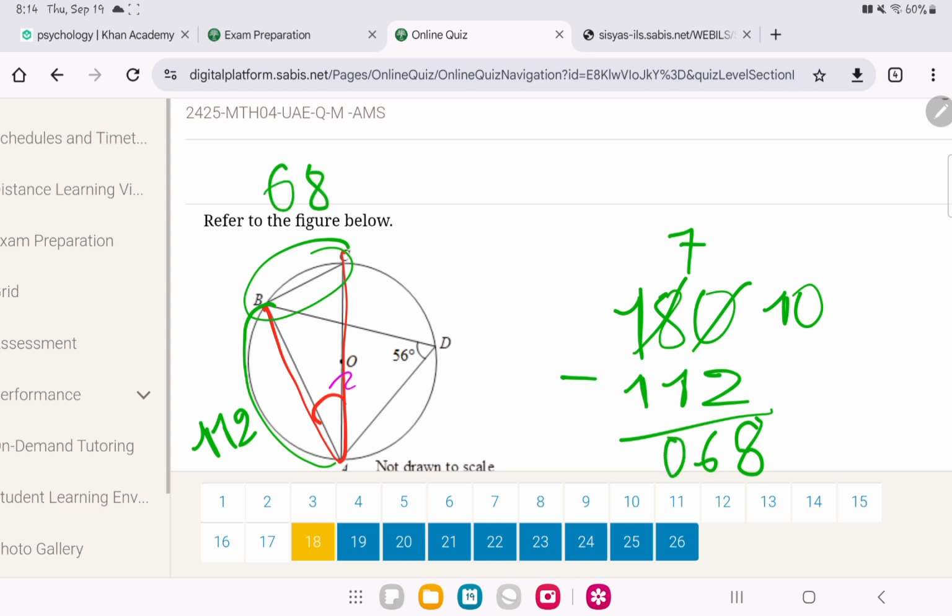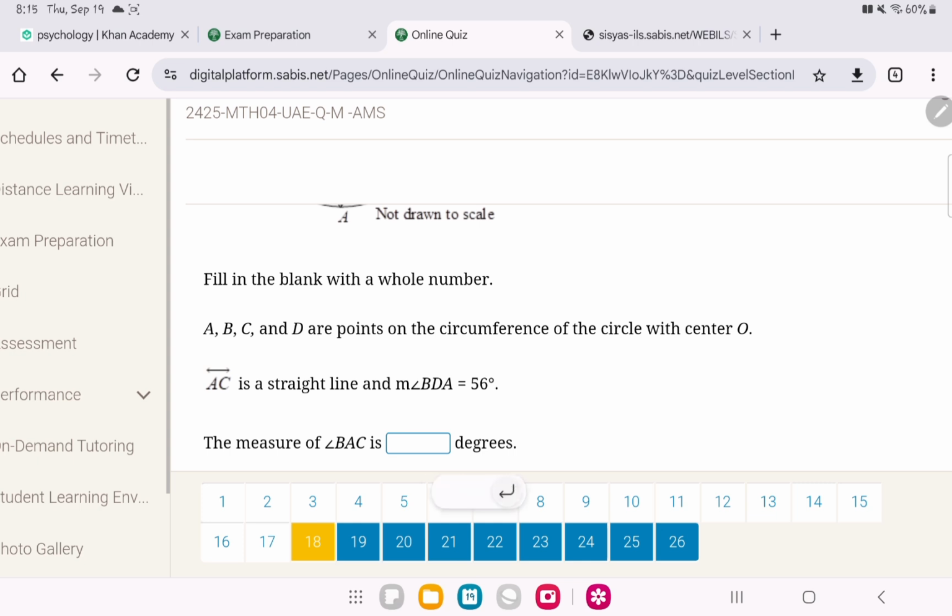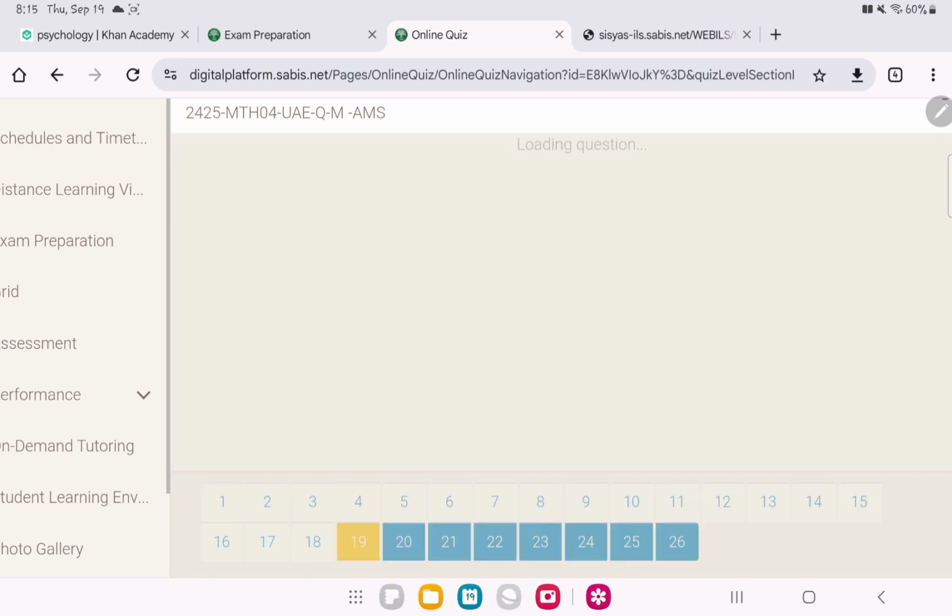And we know the rule of the interior angle is the measure of the arc over 2. So it's going to be 68 over 2, which is 34. So we found the measure of the angle, which is 34 degrees.